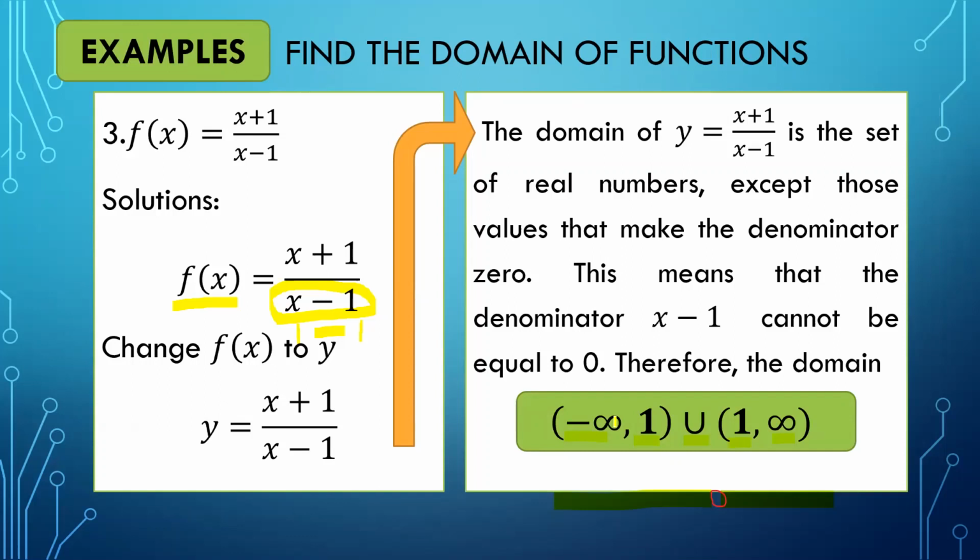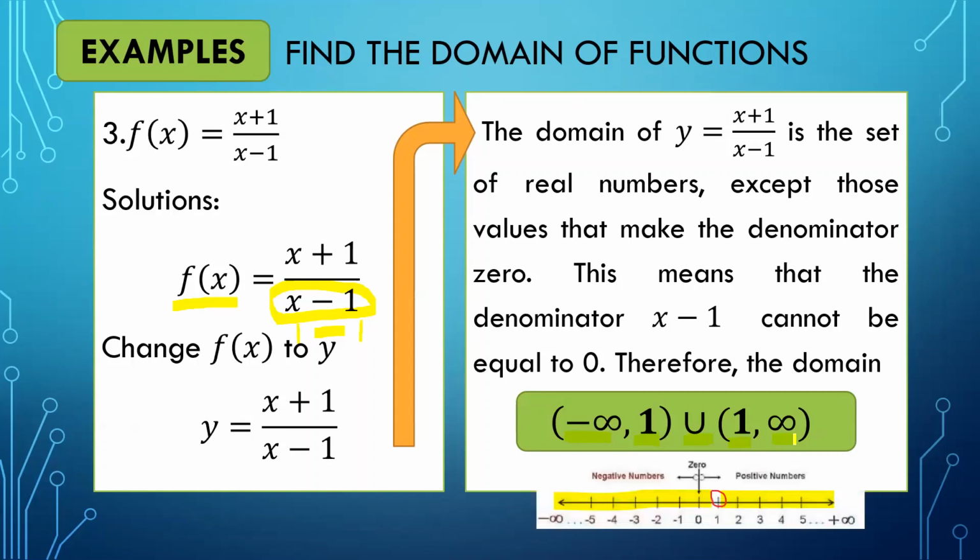So therefore, in set builder notation, the domain will be negative infinity to positive 1, but not including 1, union 1 to positive infinity. So in a real number line, we have this one. So that is from negative infinity going to 1, but not including 1, then from 1 to positive infinity.